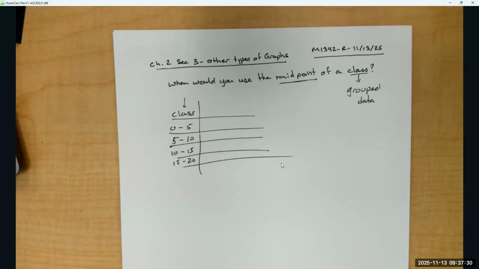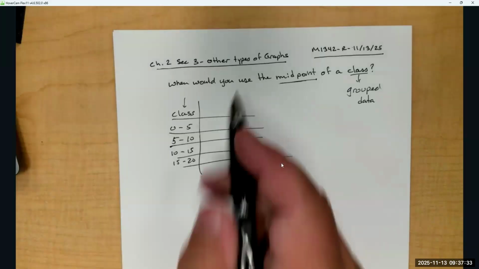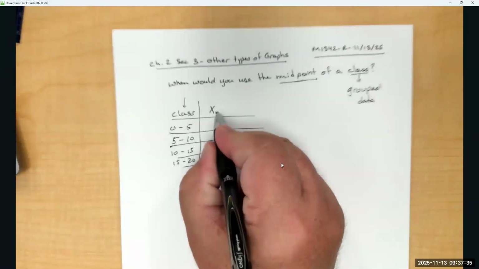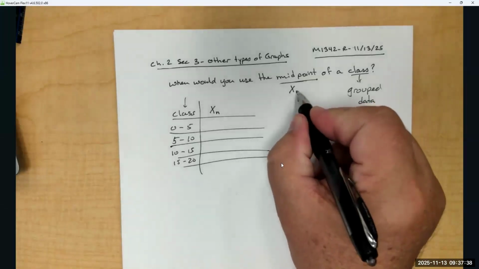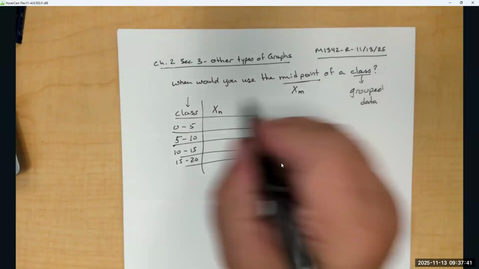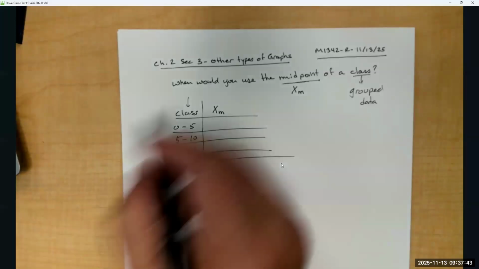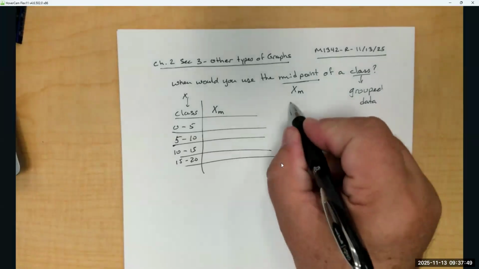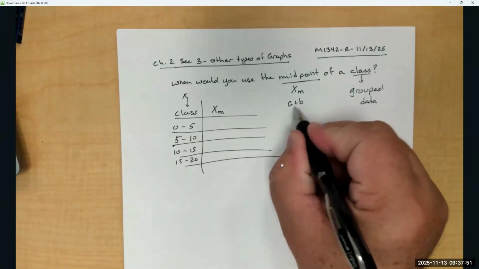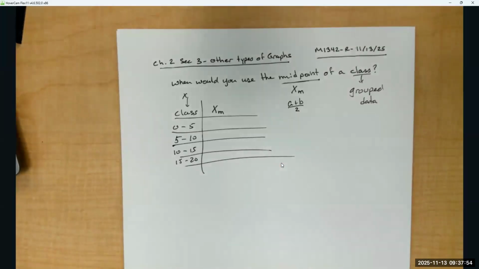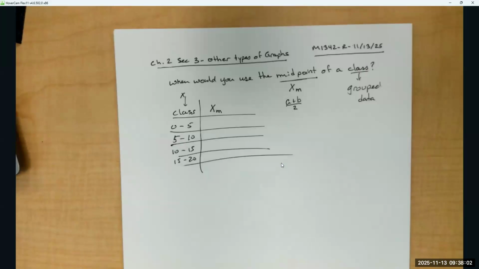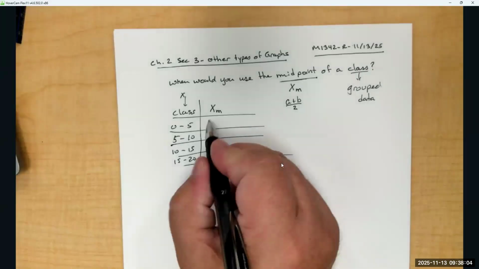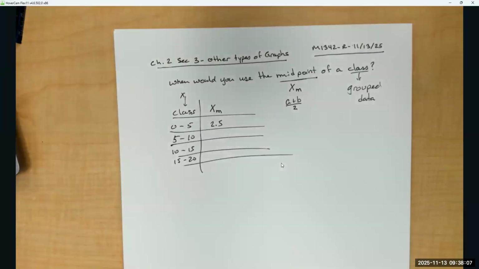How'd you get that? The midpoint is defined by x sub m, because these are your class defines all your x values. You add the two values of your class and divide by 2. It is the average. That's the midpoint, halfway between them. So what's the average? What's the midpoint of this first class? You said 2.5. What's the midpoint of the second class?